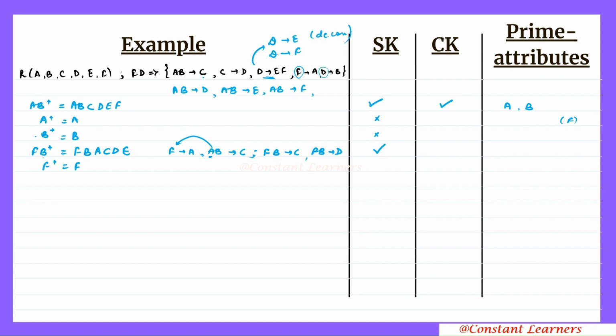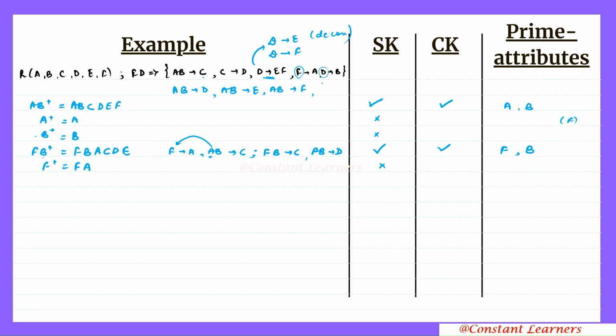F can determine itself. F can determine A, right? Can F determine anything else? No, because to determine C, we need B, and there's nothing else that F can determine. So this is not a super key. Hence, FB is a candidate key, right? So prime attributes are F and B.